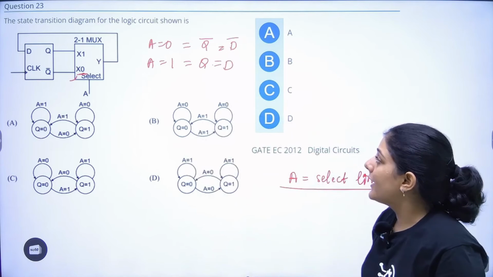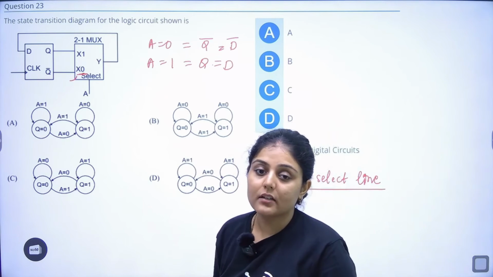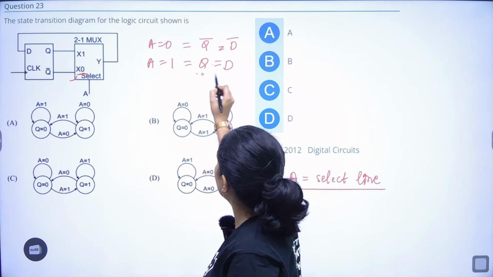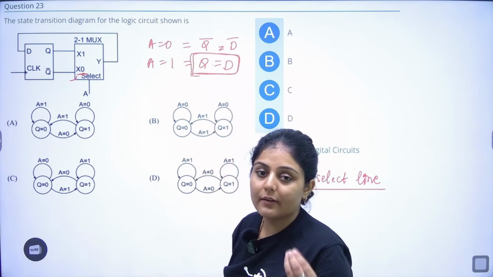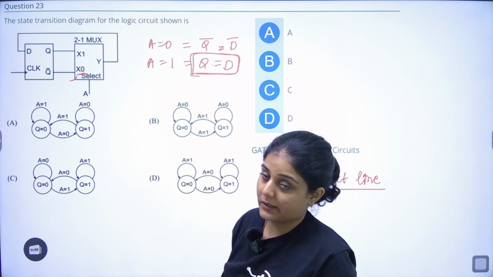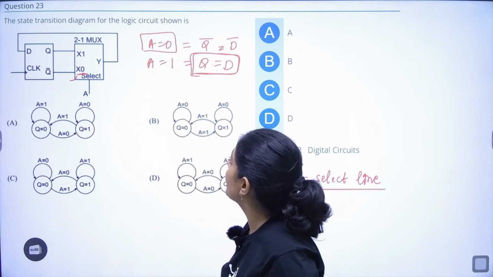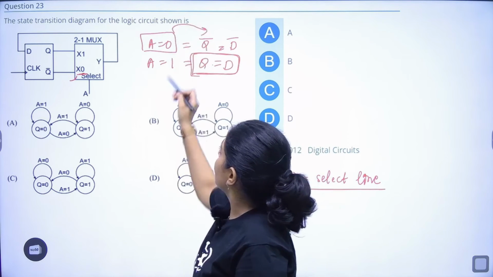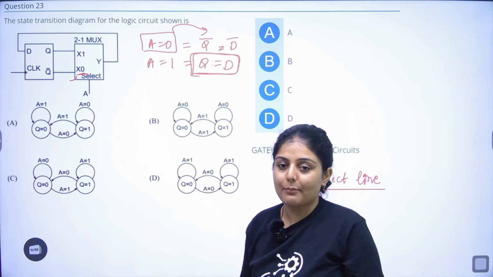That means whenever we have A equal to 1, if we talk in terms of state diagram, it will remain in the same state, right? It will be in the same state. It is not toggling. And when we have A equal to 0, it toggles the state. It moves to the other state. This is what is happening, right?